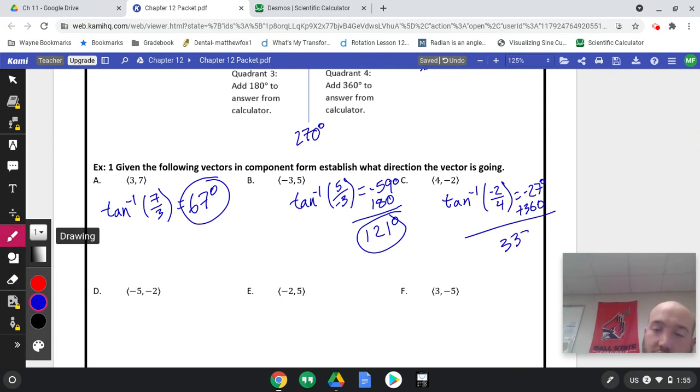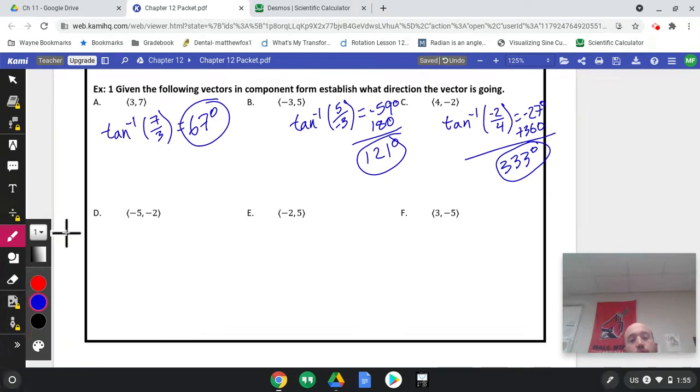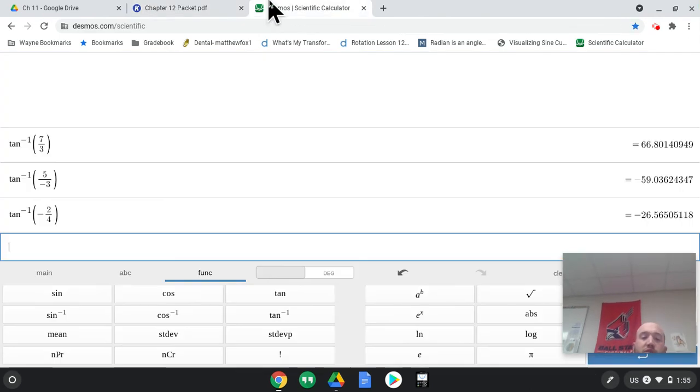So 333 degrees. That will be our final answer. All right. Next one, left and down. So that's quadrant 3. And because it's -2 divided by -5, those negatives will cancel out. It will be a positive answer.